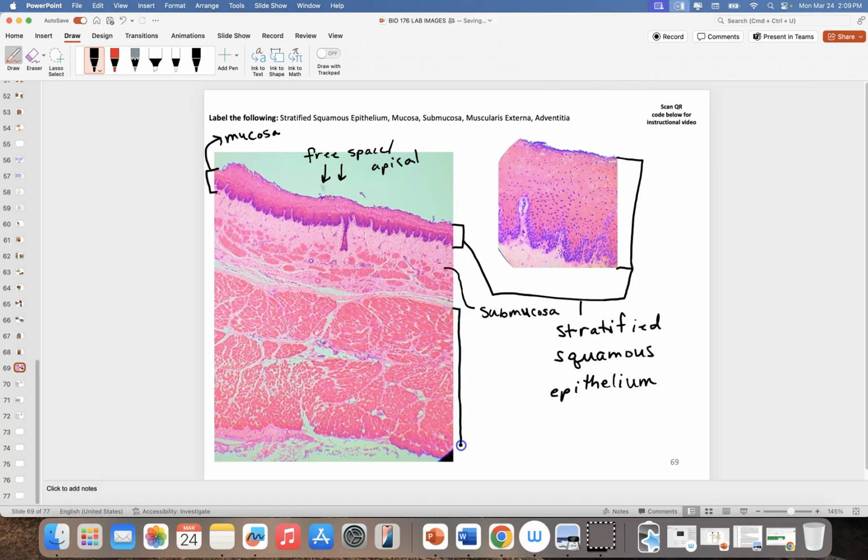Then we have this really big layer of smooth muscle. That's going to be our muscularis externa. And then again, our outermost layer is going to be usually the serosa in our other organs that we're going to look at. But in the esophagus, we use the term adventitia.